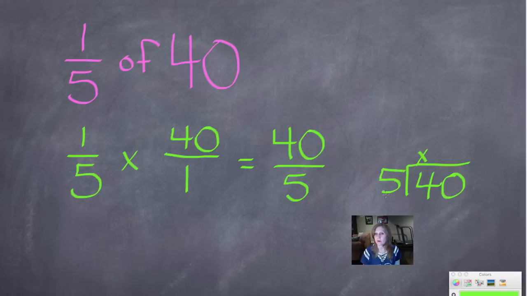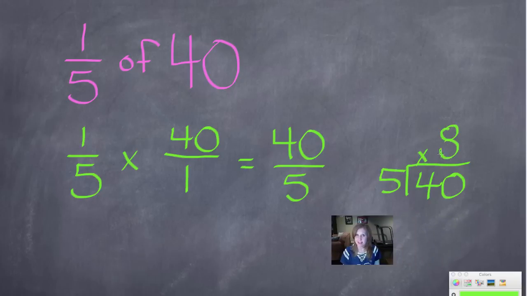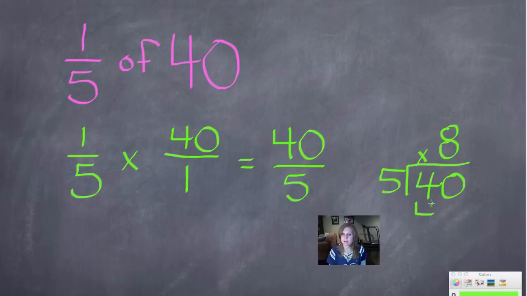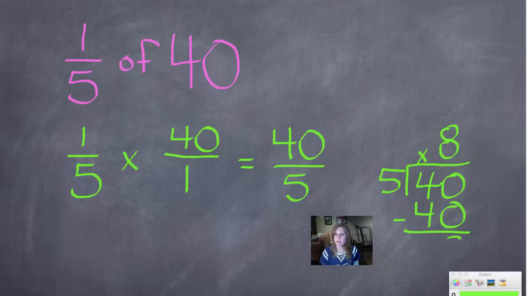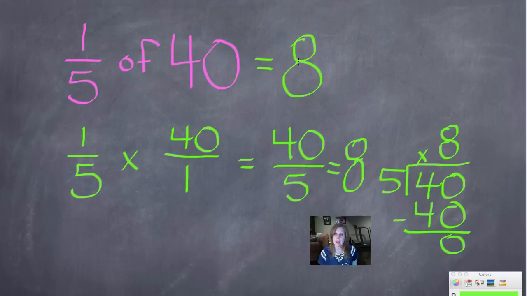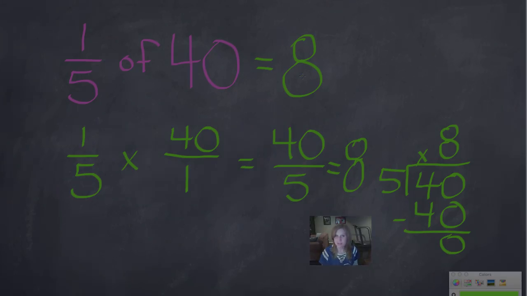5 won't go into 4, but 5 goes into 40 8 times. 5 times 8 is 40, and 40 minus 40 is 0. In these cases, converting our improper fractions, we haven't gotten a mixed number because we don't have any remainders that we're writing in as a numerator. So our answer is the whole number 8. 1/5 of 40 equals 8. So if we took 40 and we divided it into 5 parts, we would have 8.